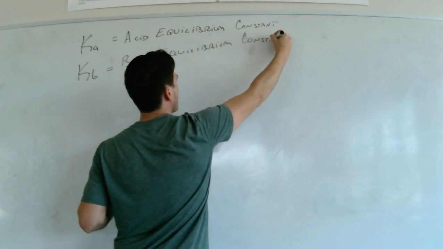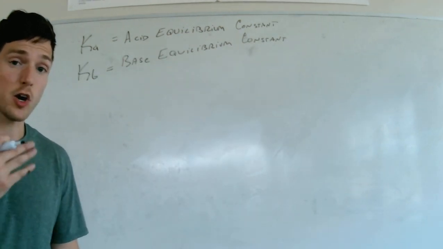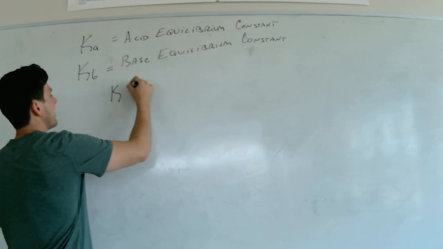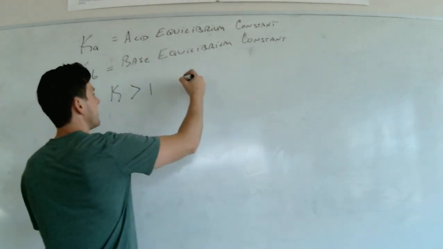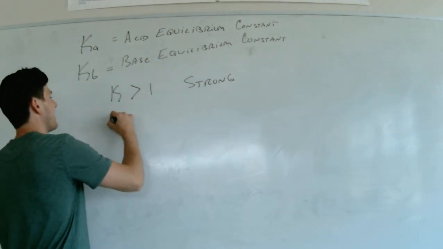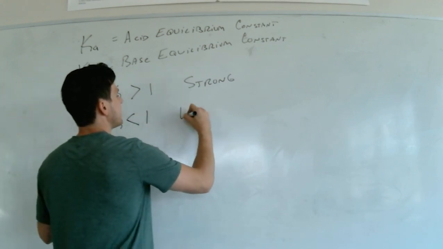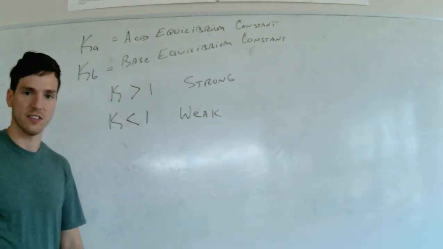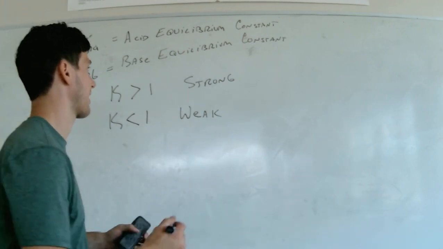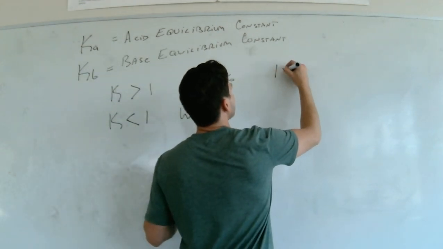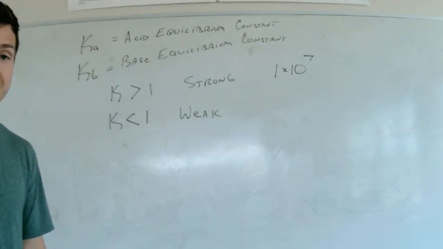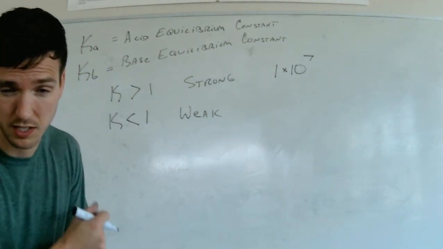The only thing you have to know about these is that they are a numerical value with no units. If K is greater than 1, it is a strong acid or base. If K is less than 1, it is a weak acid or base. So an example of a K that would show you that you have a strong acid is one that's 1 times 10 to the 7th. That is a lot greater than 1. That is a strong acid that will eat through your skin and react with anything in sight.